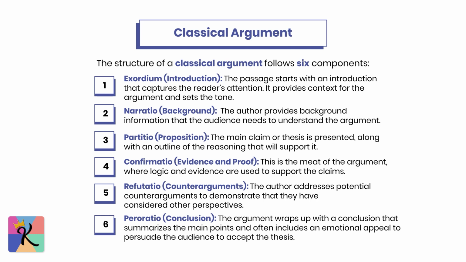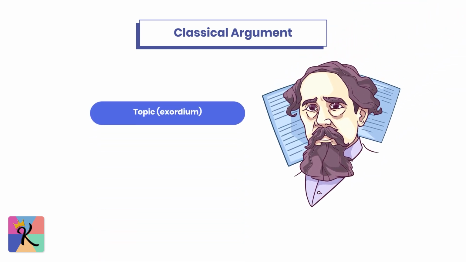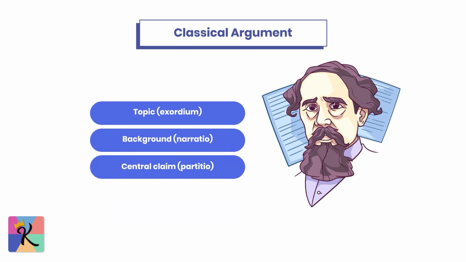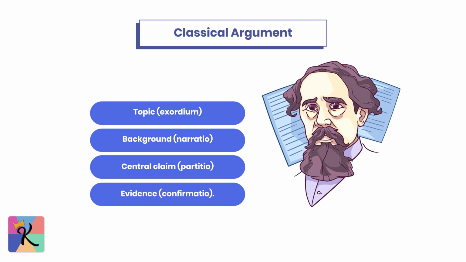In Carr's, passages may not follow this exact structure, but you will frequently see elements of it. For instance, the author may start by introducing the topic, exordium, present some background, narratio, and then make a central claim, partitio, before diving into the supporting evidence, confirmatio.